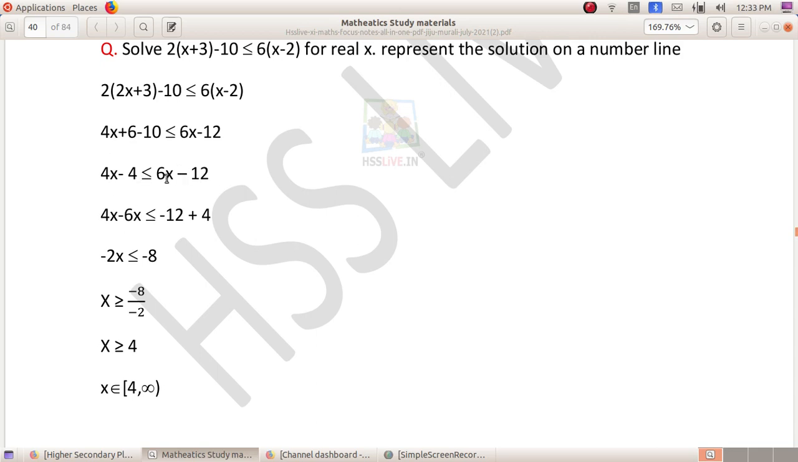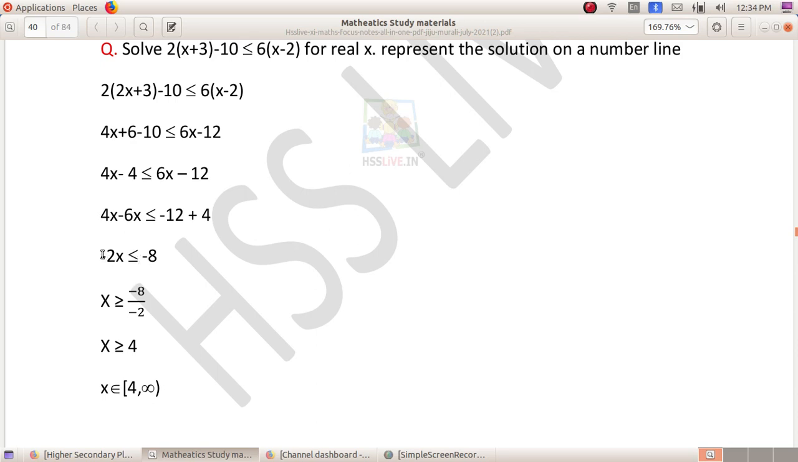That is 4x. Then when this 6x is moving to the left side, it becomes minus 6x. So 4x minus 6x less than or equal to, here minus 12. Then when this minus 4 moves to the right side, plus 4. 4x minus 6x means minus 2x less than or equal to minus 8. Here we are cancelling the negative symbols. It is very important to note that when we remove these symbols, the inequality will also change.